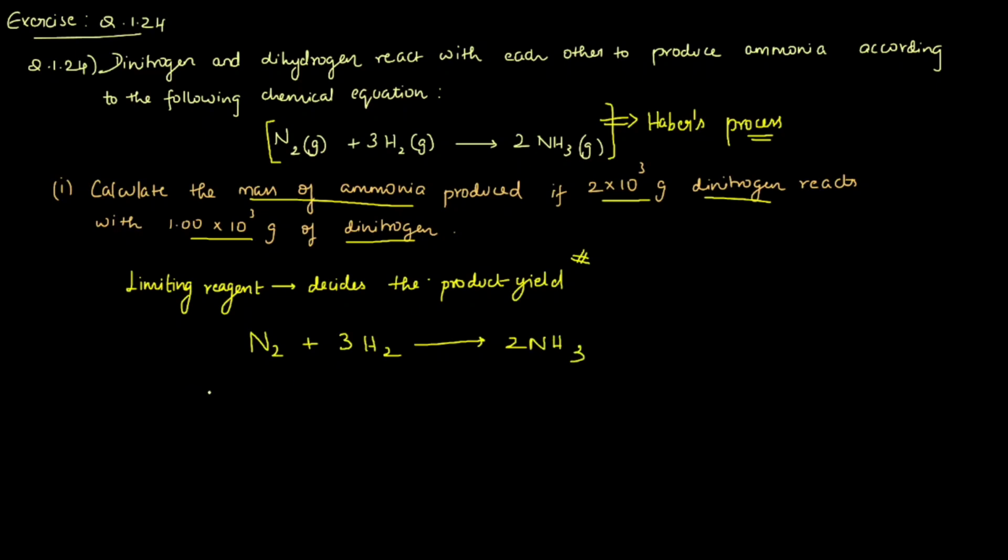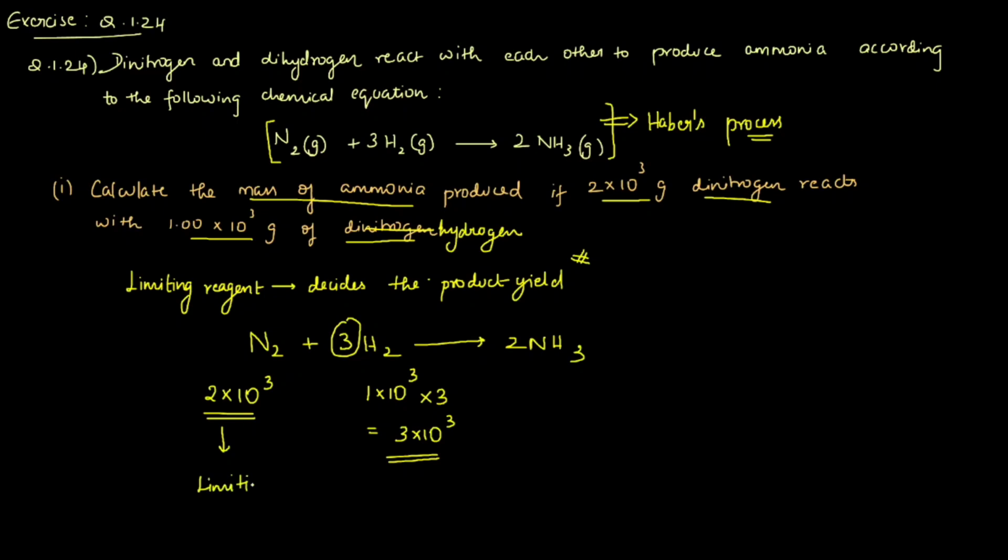In the question it is given that nitrogen is present as 2 into 10 power 3 grams, and dihydrogen is present as 1 into 10 power 3 grams. So let's write 1 into 10 power 3 grams. Since 3 moles are there, we should multiply by 3. So we'll get 3 into 10 power 3 grams. If we see which one is present in less amount, nitrogen is present in less amount. So dinitrogen is the limiting reagent here.